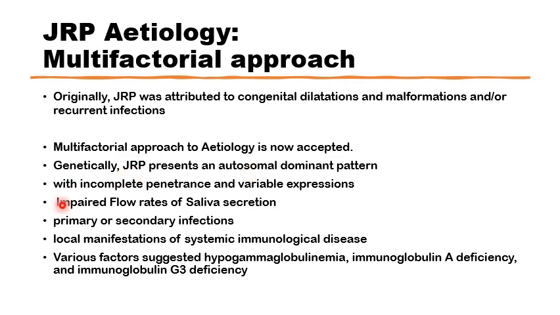There may be any of the following. There may be some impaired flow rate of saliva secretion, some primary or secondary infection in the gland, and there may be a systemic immunoglobulin disease with a local manifestation in the parotid, and various other factors were suggested, including hypoglobulinemia and immunoglobulin A deficiency, and also immunoglobulin G3 deficiency.